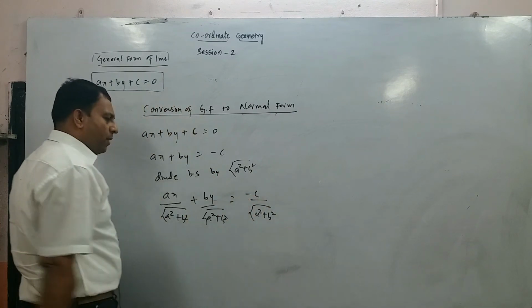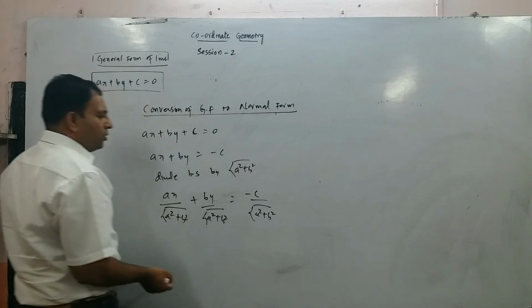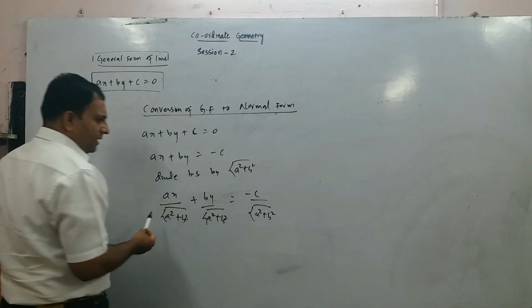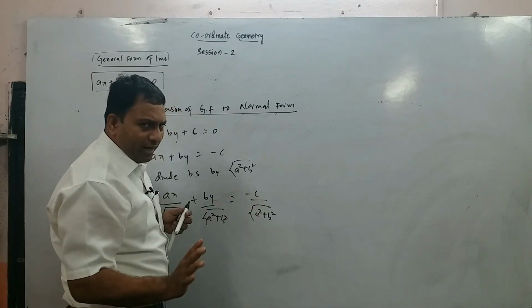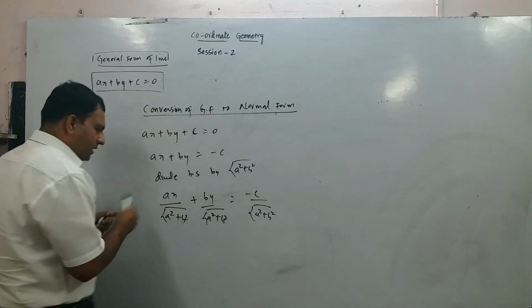See, you have to make this positive. In order to make this positive, what will I do? I will multiply by a minus sign. If this is already positive, there is no headache. If this is negative, I will multiply by a minus sign. So what will I write?